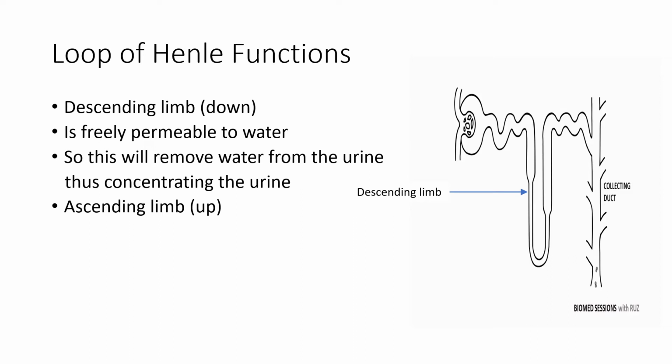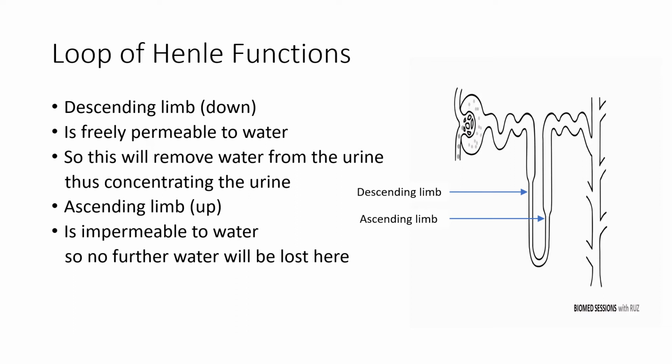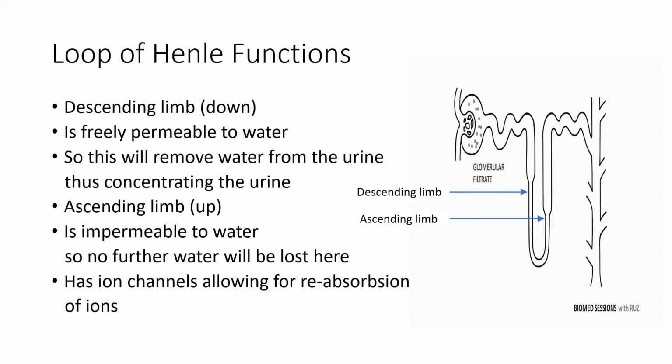The ascending limb is the limb going up over. This limb is impermeable to water, so water cannot leave the ascending limb, so no further water will be lost at this point. But this limb has ion channels, allowing the body to reabsorb some of the key ions it needs from the urine. Things like sodium, potassium, chloride, bicarbonate. These ion channels work via active transport. So for the ions to be absorbed, the kidney needs to use energy. So it needs a good supply of energy for these ion channels to work.